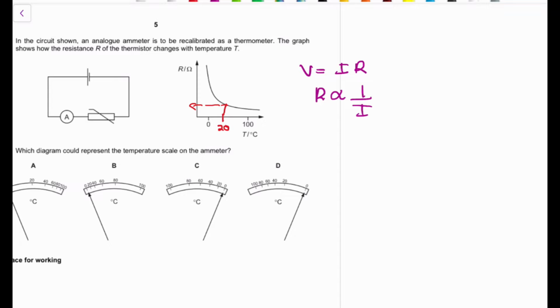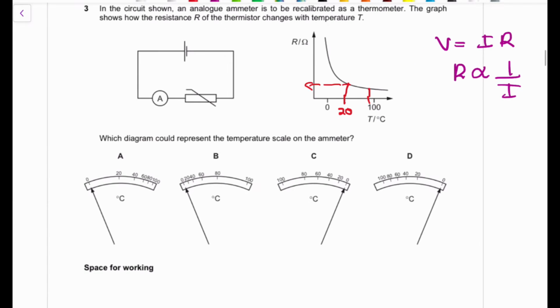For another temperature change, we have a very small resistance change, because let's say we're at 80 here, we have a very small change. So it means that initially the resistance decreases rapidly, and if you're talking about current, it means that the current has to increase rapidly for a very small temperature change. So if you look at your scale here, A has to be the correct answer, not B, not C or D. But why A? Because you need a very large increase in the current.